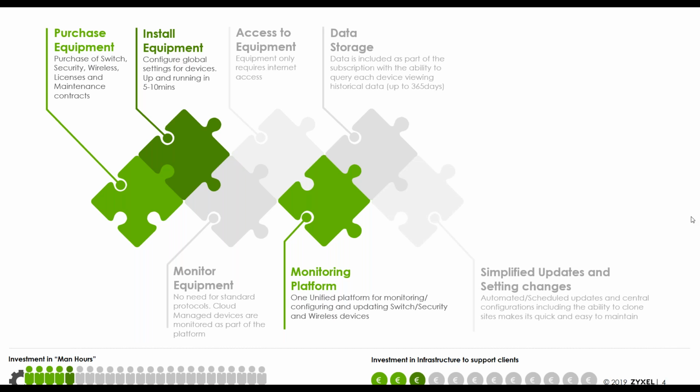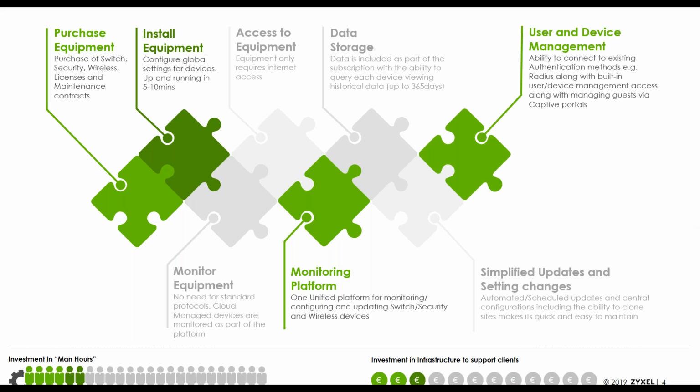The updates and settings changes are all done within Nebula Control Centre. You can automate firmware upgrades to be done at certain times of the day, certain devices at specific days. So for instance, you can update your access points, then another day maybe your switches, and then once all of them are done and completed, you can then look at upgrading your firewalls.